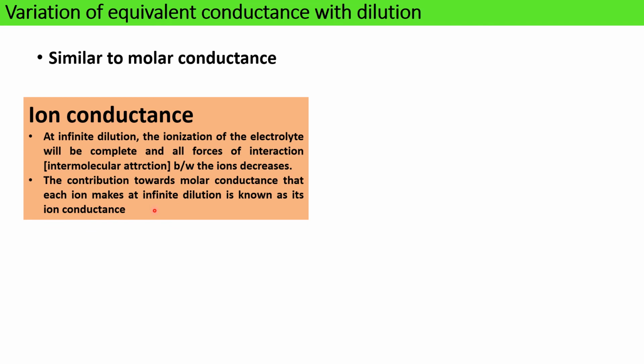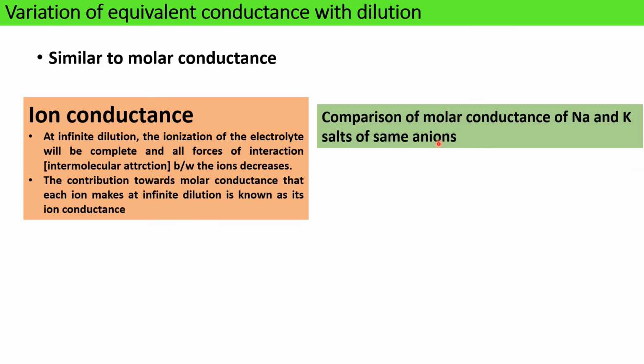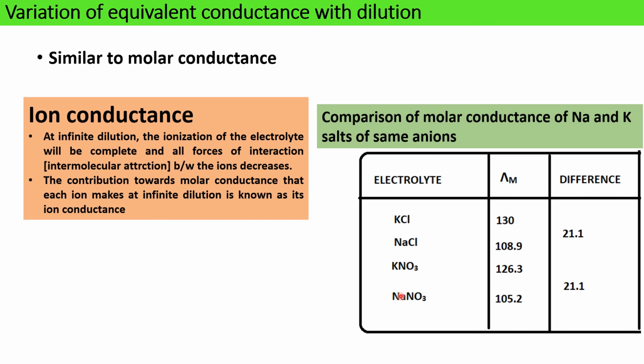Here, a comparison of molar conductance of sodium and potassium salts of the same anions. You can see here from the table. Let us compare the values of potassium chloride and sodium chloride first. The lambda m values, you can see, are 130 and 108.9 ohm inverse centimeter square. Its difference is 21.1.